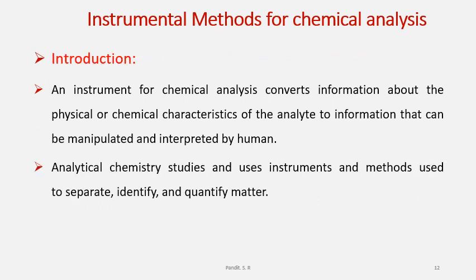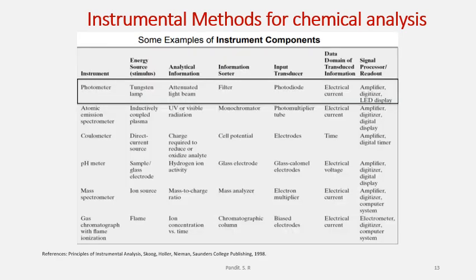Thus, we can say that an instrument for chemical analysis converts the physical and chemical properties of the analyte into useful information that can be interpreted by humans. For example, if you take the example of lemon, what contents are present in lemon juice, and in how much amount the calcium is present. If we are able to get that information, then we can say that we have applied the instrumental methods for getting the contents of lemon juice.